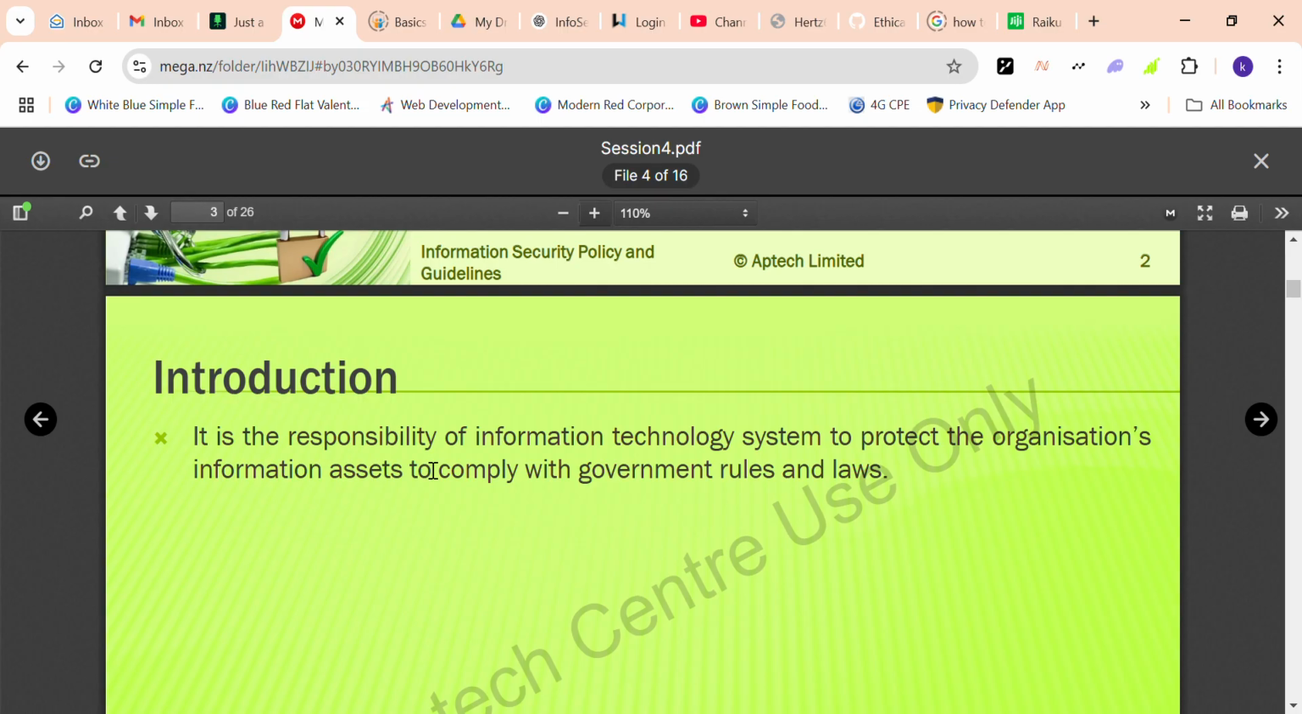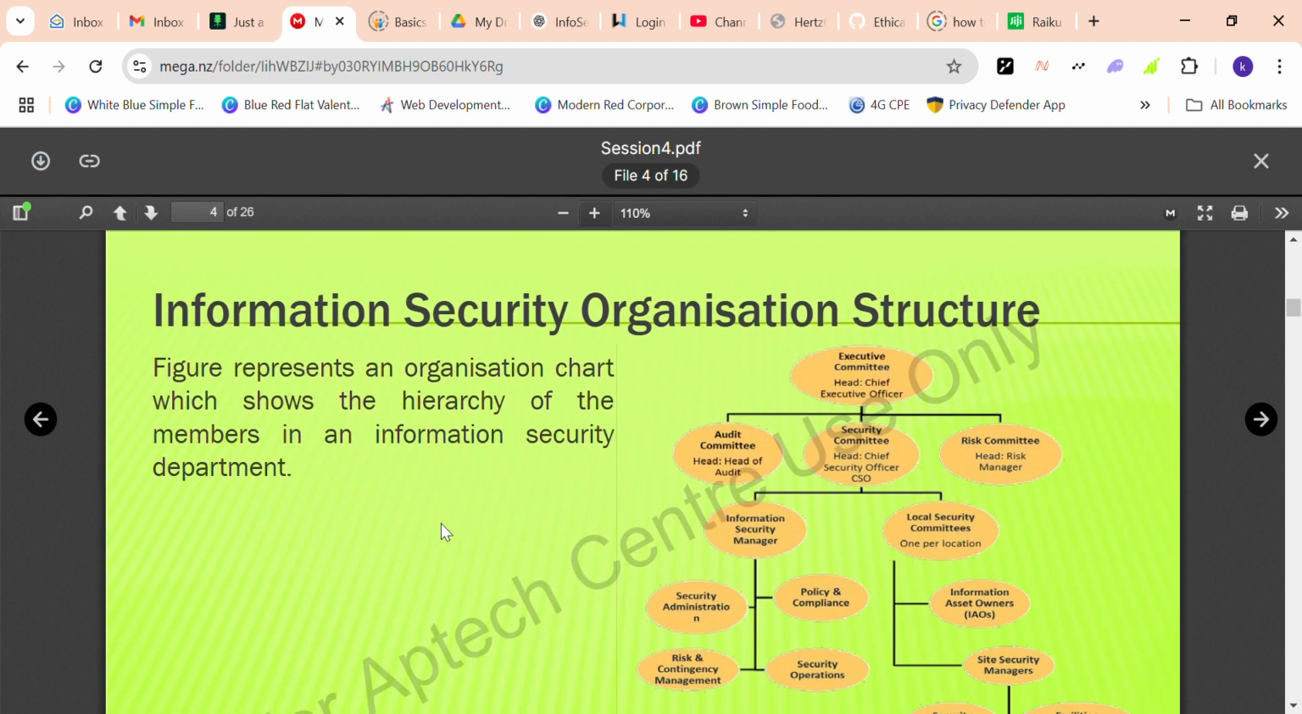Are you with me? So exactly, the information technology system of an organization must be able to protect the assets and comply with government rules and laws. Policy and standards must be followed so that we comply with government rules and laws. So let's move on.